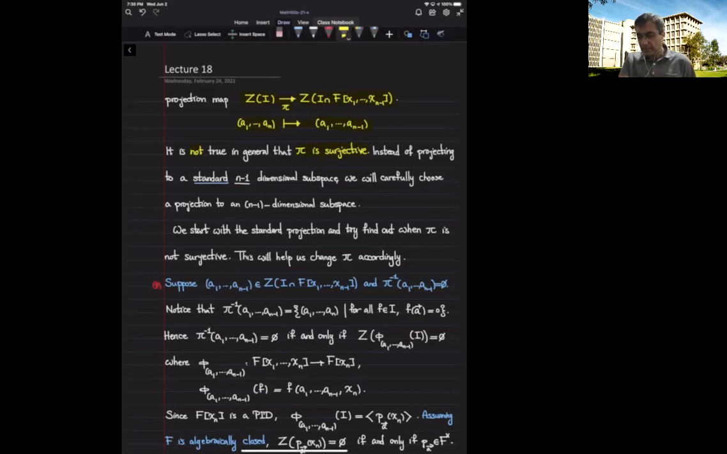So again, our technique is to find out under what condition pi is not going to be surjective, and then try to avoid it by showing that we can indeed find a right n-1 dimensional subspace where this projection ends up being surjective. Okay, so that's our general method. Let's go to the details of the argument.